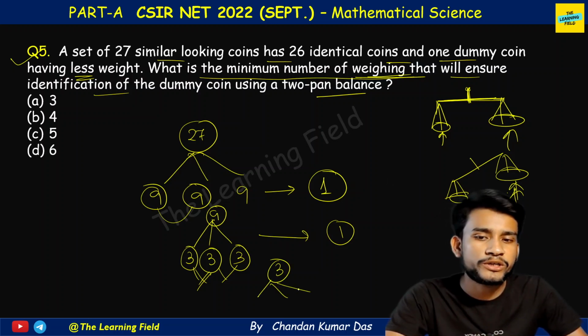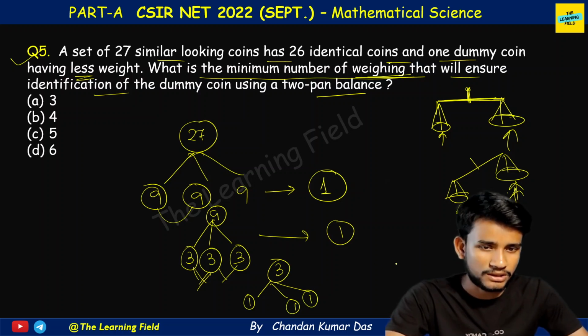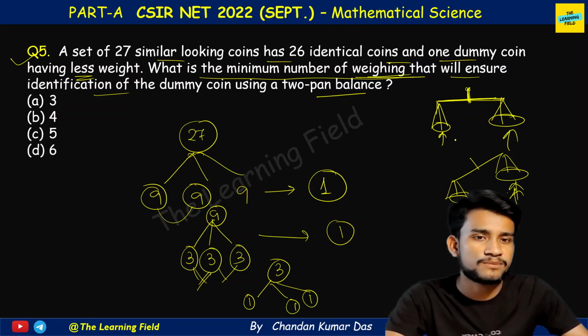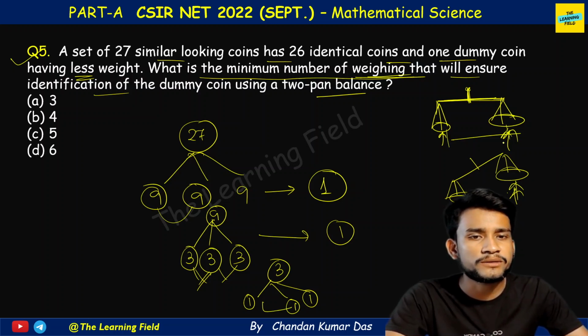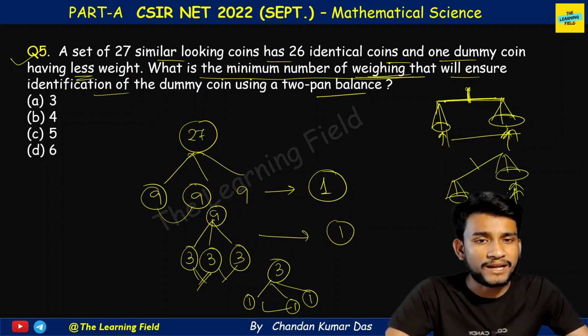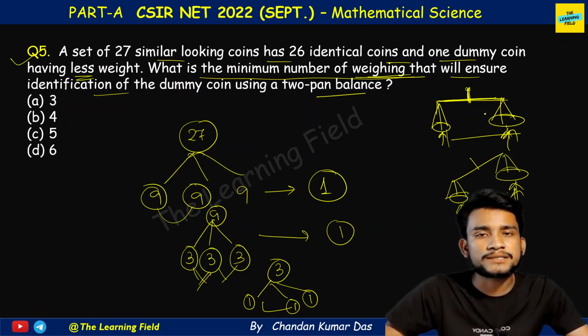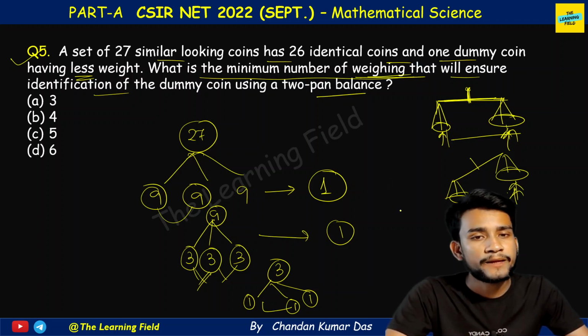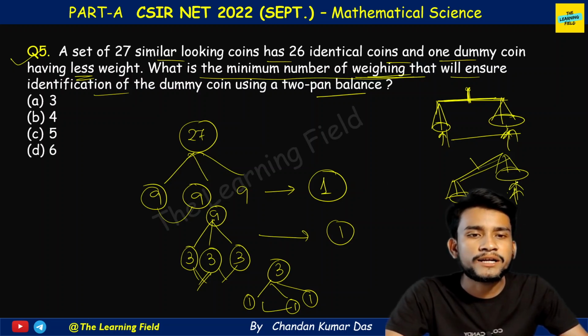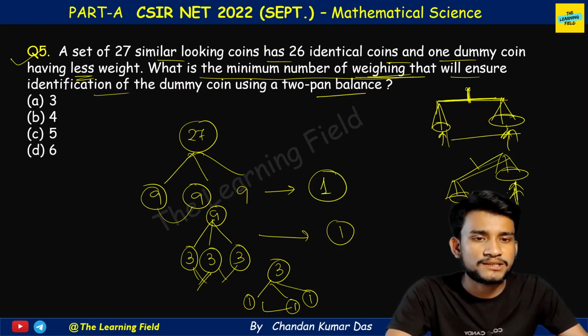Therefore, if we divide these 3 again into 1, 1 and 1, and we put any two of them on the weighing, if it gives the balancing mode, then these two coins get cancelled, and we definitely check which coin is the dummy coin. And if it is unbalanced, then we can definitely say from this also that this contains the dummy one.